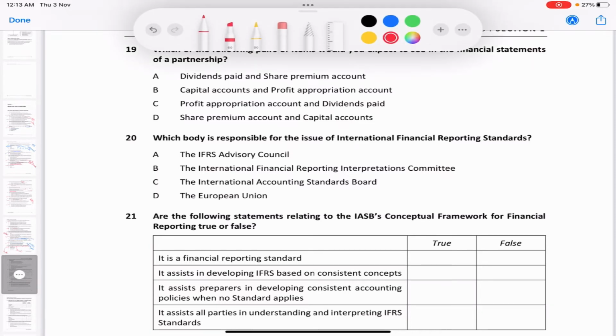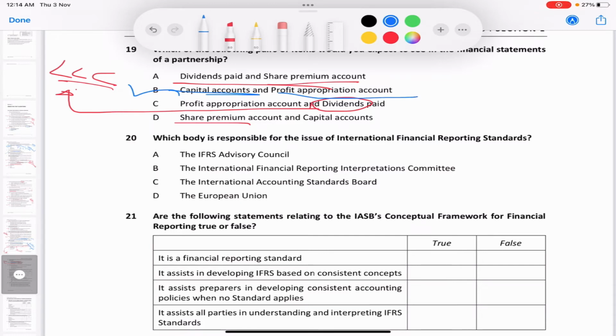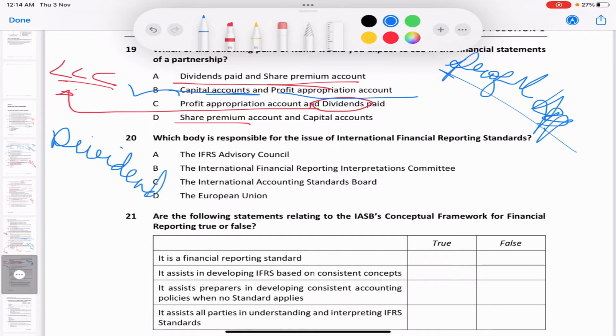Okay, again, same thing. Share premium account will always be in your limited liability companies, not in partnerships. So, what will be there in the partnership if you discuss that? Even dividends will be there only in limited liability companies. So, the answer is B, because partnerships have capital account and profit appropriation account. Profit appropriation is always done between partners. But dividends are given on shares, right? And shares can be raised only by companies, not by the partners or the sole traders.